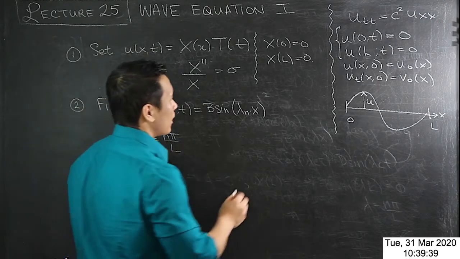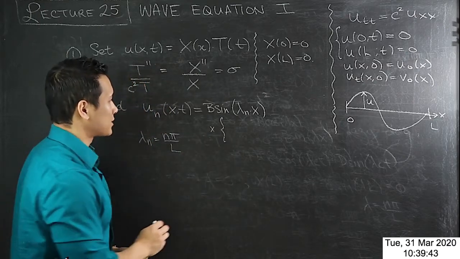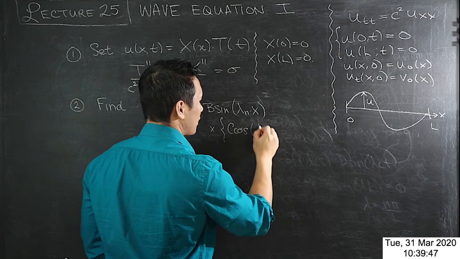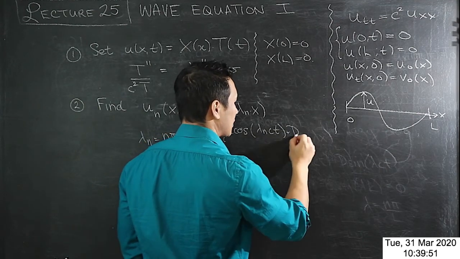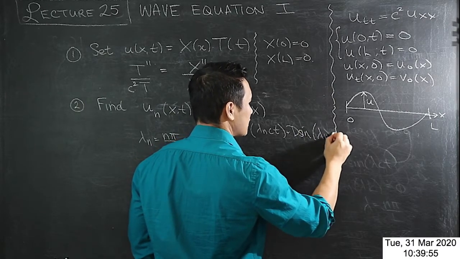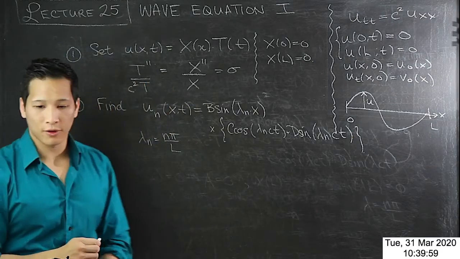Okay. And then I have to multiply this. I'll have to do that on the next line. Times a c times a cosine of lambda n times c times t plus a d times a sine of lambda n times c times t. Like this. Okay.